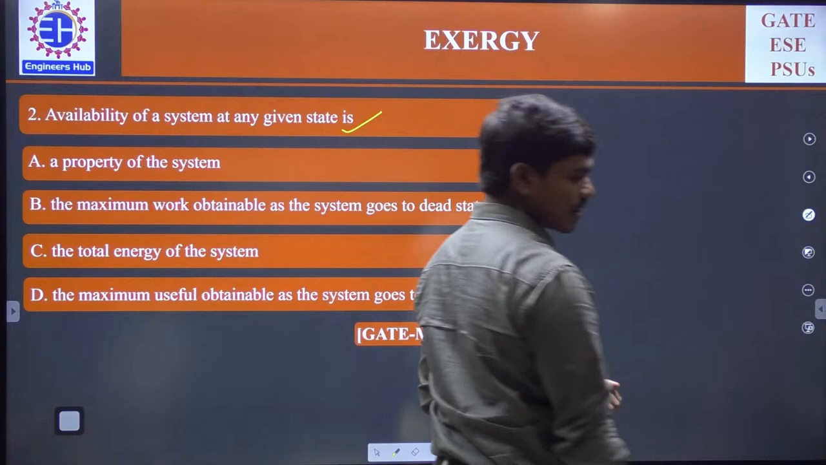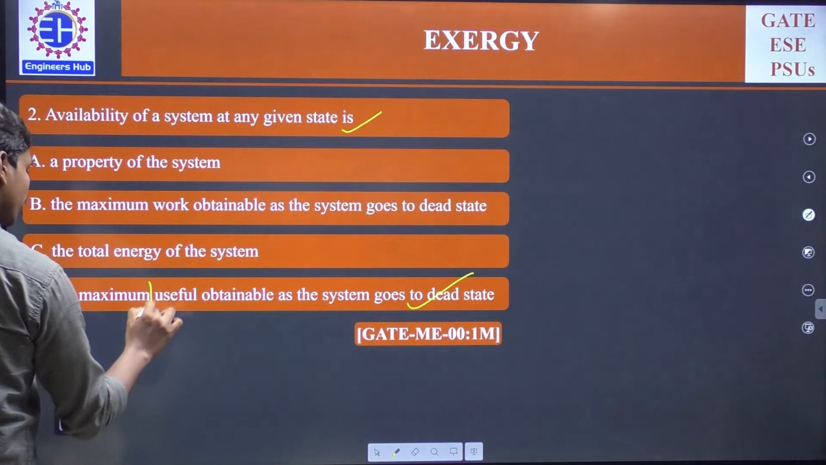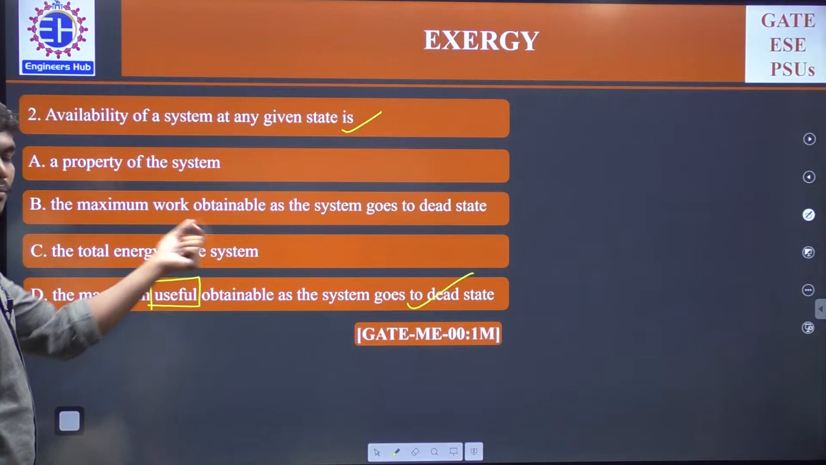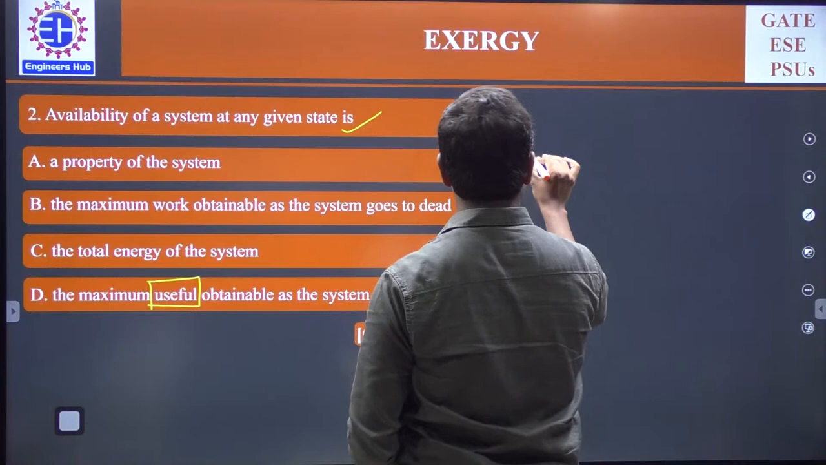Yes, D is the correct answer, because this word is present here. Useful, obtainable as the system goes to dead state. Correct? The maximum work need not be the useful work. In yesterday's class, if you remember, quickly, I'll write again.